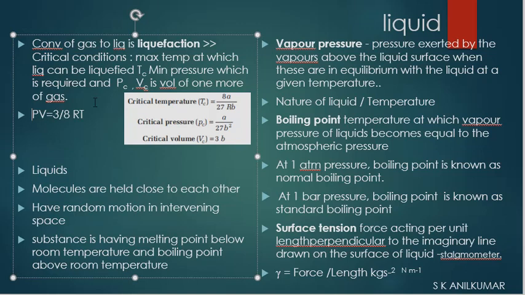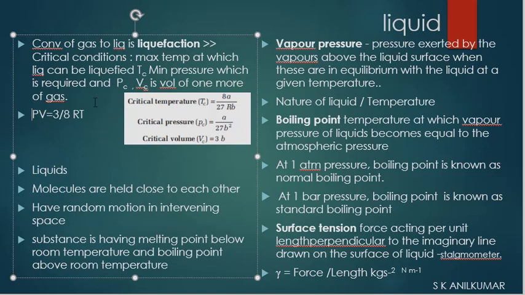What is vapor pressure? Vapor pressure is the pressure exerted by the vapors above a liquid surface when these are in equilibrium with the liquid at the given temperature. So, vapor will exert a pressure on the liquid surface when at equilibrium. It depends on the nature of the liquid and the temperature. Different liquids will have different vapor pressure. That is why different types of liquids boil at different temperatures.